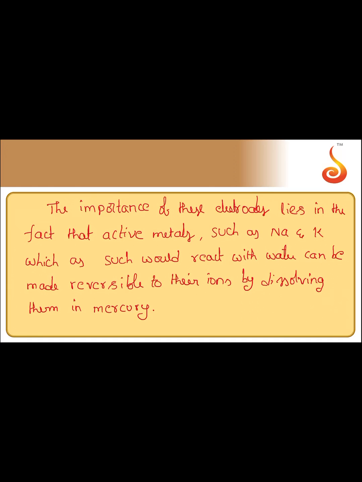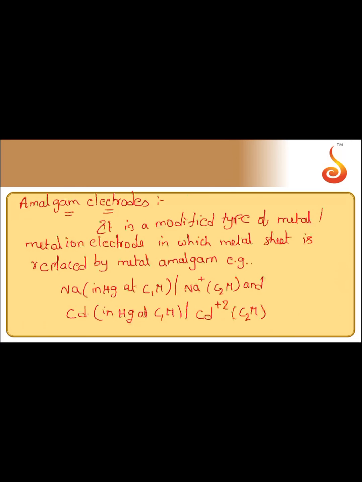The importance of these electrodes, that is amalgam electrodes, lies in the fact that active metals such as sodium and potassium, which as such would react with water, can be made reversible to their ions by dissolving them in mercury. That is about amalgam electrodes.